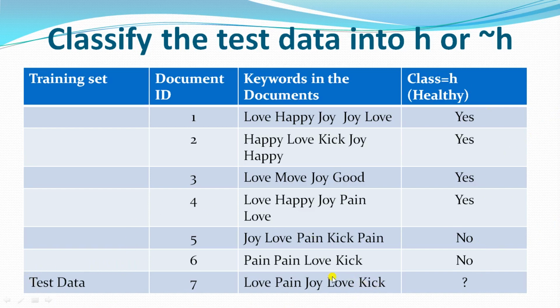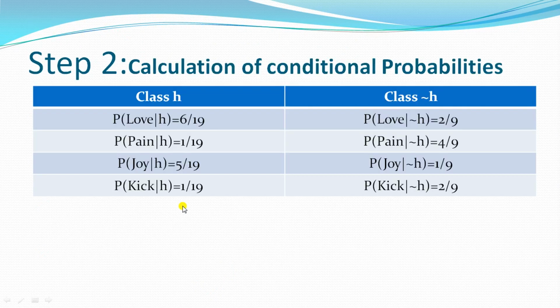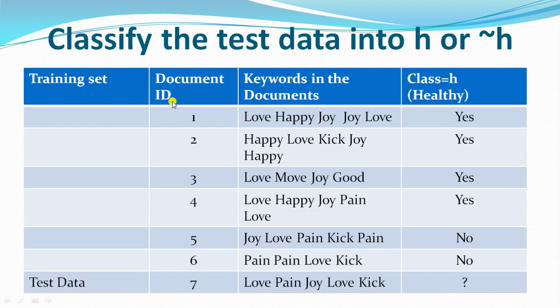That is our actual main motto, to tell what may be the possible class of this particular test data, that is document 7. This is actually our problem statement. Now in this particular statement we should calculate probability of class H given D7. D7 is our test data. Go back to this problem statement. Yeah, here D7, this is test data.